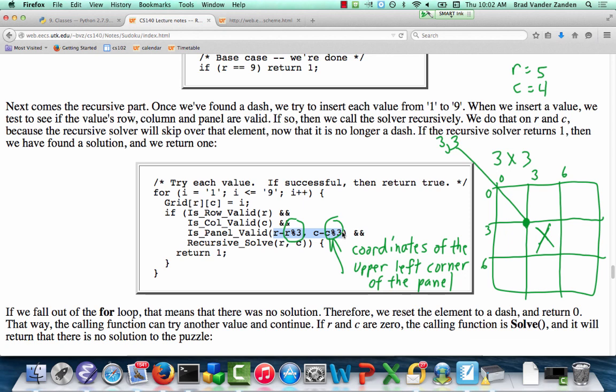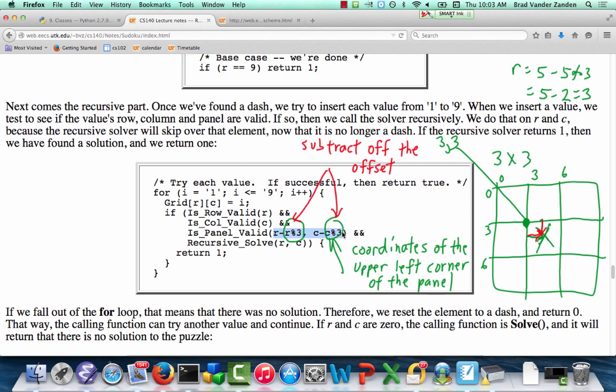Okay, so in this case, 5 minus 5 mod 3 is equal to 5 minus 2, which is equal to 3. Okay, so he's just subtracting off, in effect, the offset. There's some offset into here, and what this is doing is subtracting off the offset, which he's getting at via the mod operation. And that gives him the beginning of the panel. Okay?